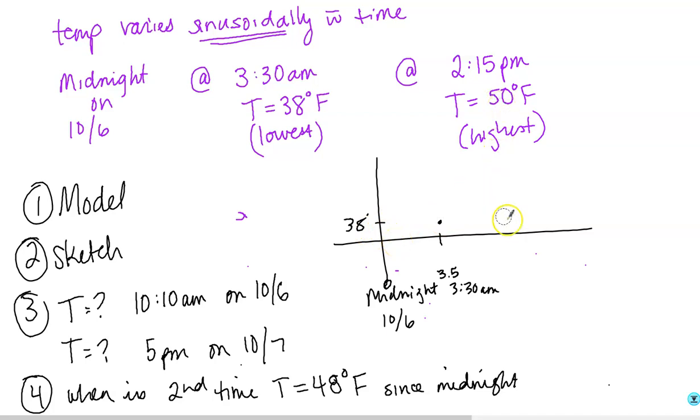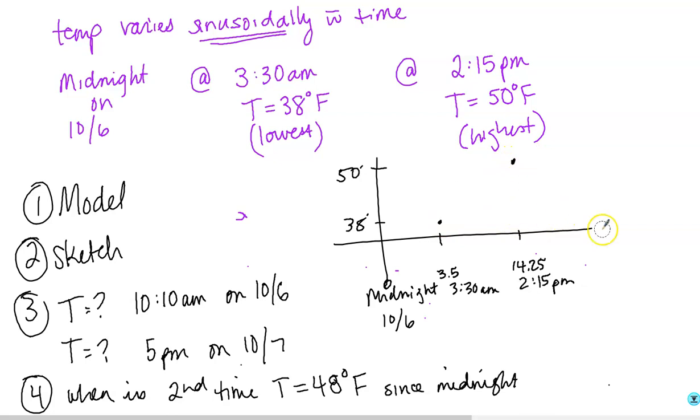Then they said if you go to 2:15 p.m., careful, 2:15 p.m. would be how many hours since midnight? Midnight to noon is 12 hours plus an additional 2.25, so that would be a total of 14.25. I want everybody to see that, because I had to go 12 to get to noon and then the additional. So this is what it would be on the x-axis, and that's when it's at its high, which is 50 degrees.